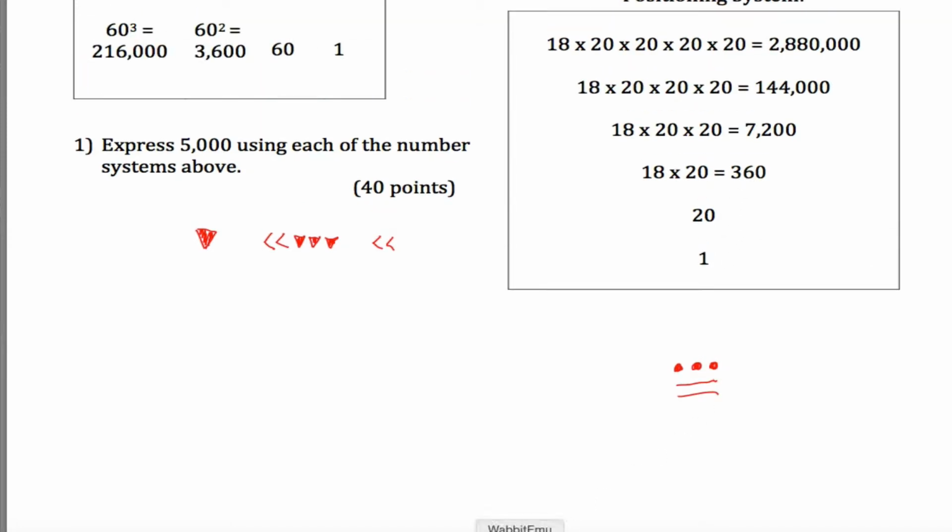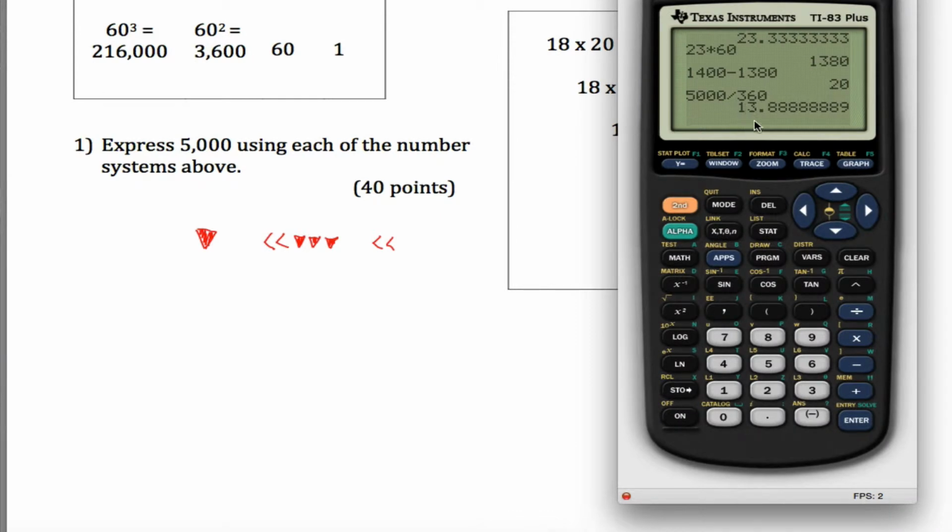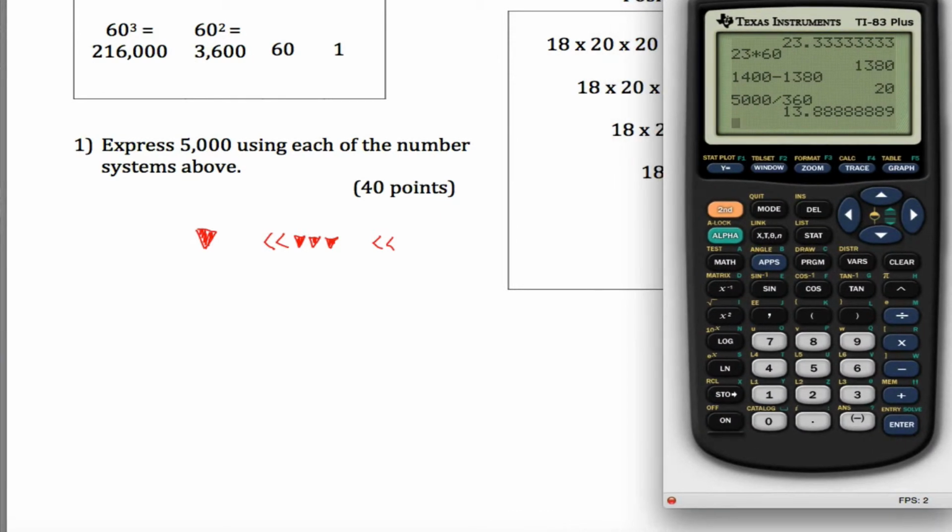And that uses up some of what I need. That uses up 13 of these 360s. How much is that? Well, 13 times 360 is 4,680. And I started out with 5,000. So if I do 5,000 minus 4,680, I'll get 320, which is how many more I need.